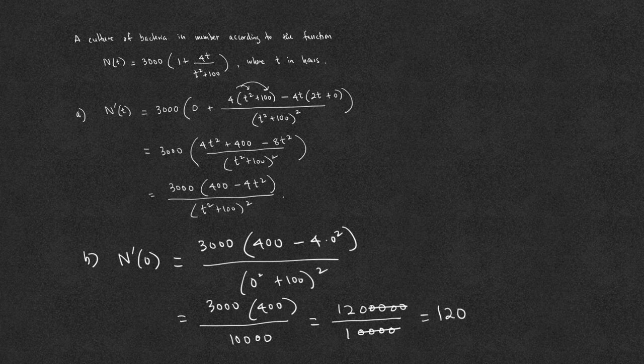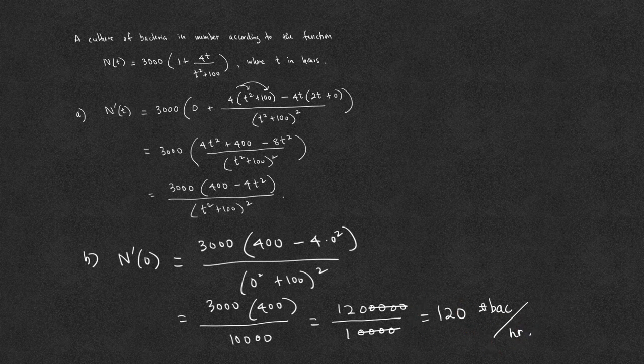The unit is the number of bacteria per hour. What this means is that initially, when time is 0, the number of bacteria is increasing by 120 per hour.